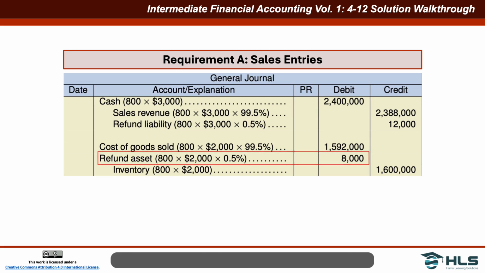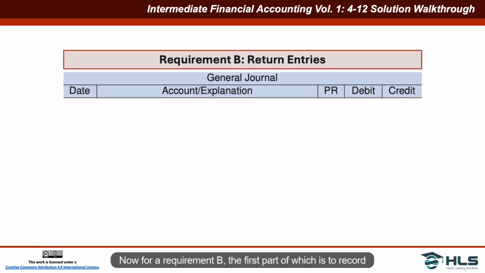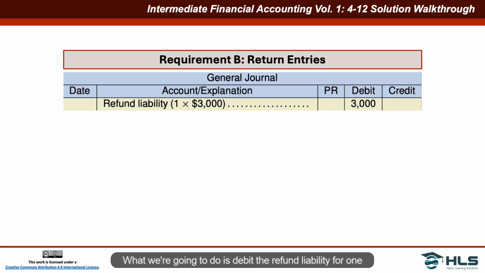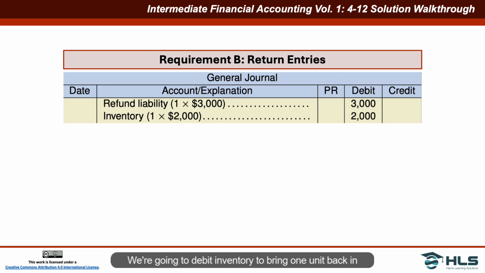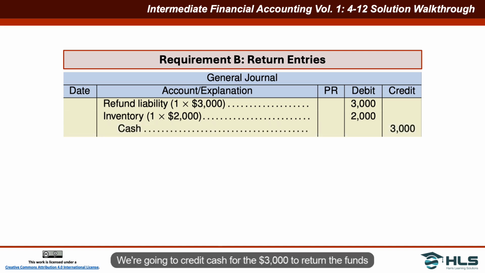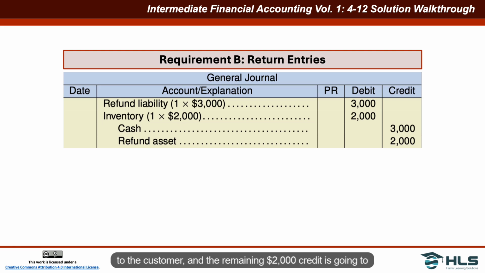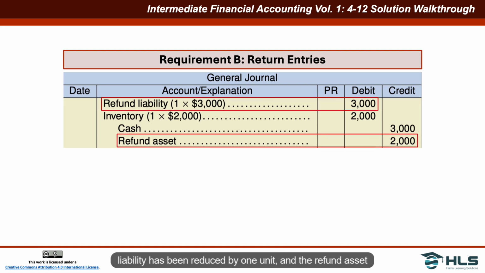Now for requirement B, the first part of which is to record the entry for the return of one desk. What we're going to do is debit the refund liability for one unit times its selling price of $3,000. We're going to debit inventory to bring one unit back into inventory at its cost of goods of $2,000. We're going to credit cash for the $3,000 to return the funds to the customer. And the remaining $2,000 credit is going to go against the refund asset. So in essence, what has happened here is that the refund liability has been reduced by one unit, and the refund asset has also been reduced by one unit.